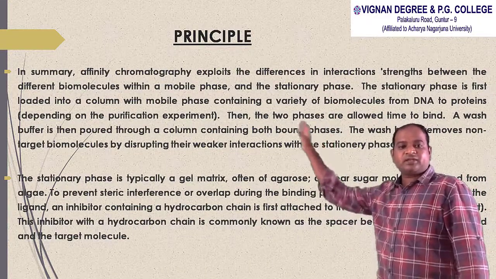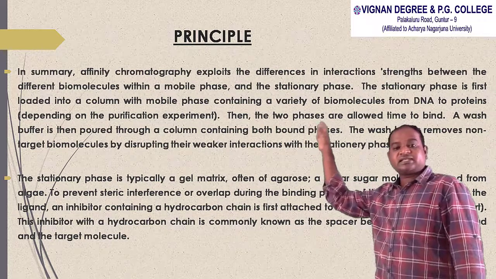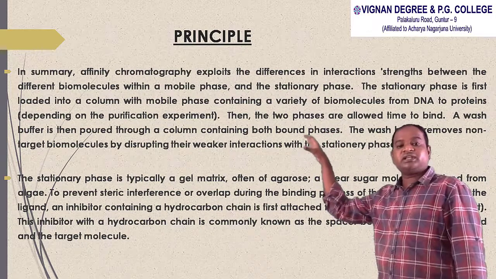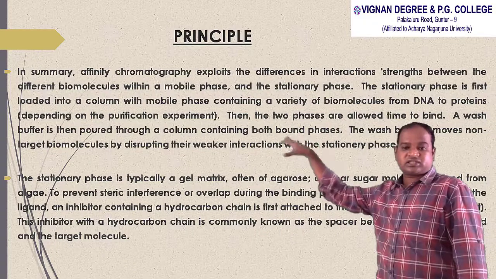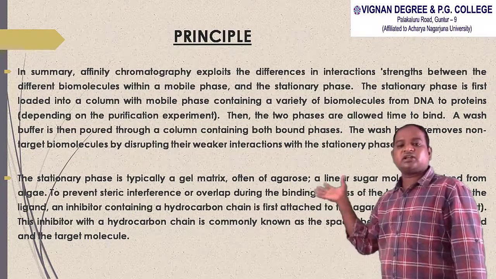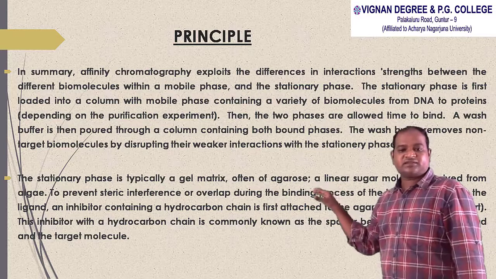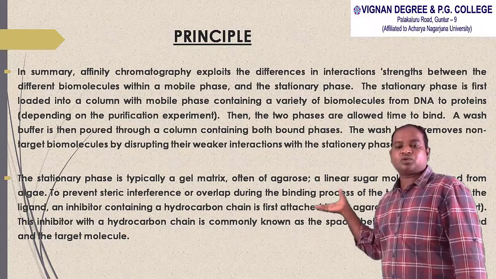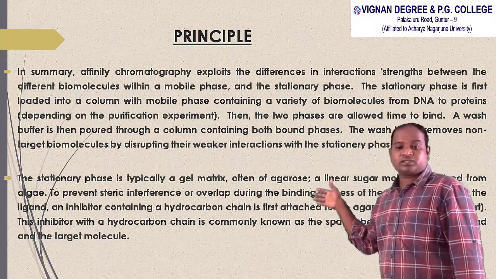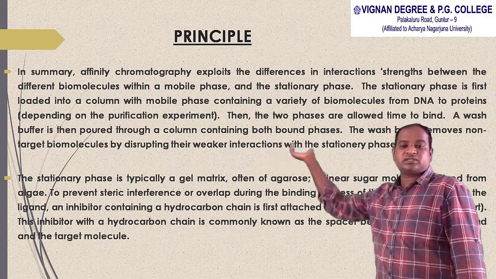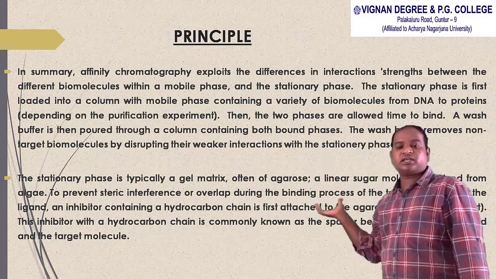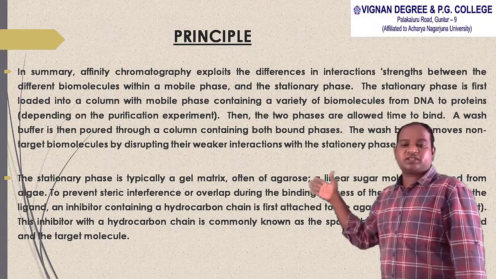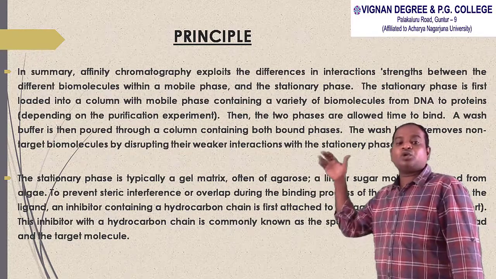What is the principle behind this technique? In summary, affinity chromatography exploits the differences in interaction strengths between the different biomolecules within a mobile phase and the stationary phase. Like all other techniques, here also there are two phases: stationary phase and mobile phase. The stationary phase is an inert support material on which we separate the molecules. Like in gel filtration chromatography, you use silica beads. Likewise, here also you use a molecule for the separation on the stationary phase.